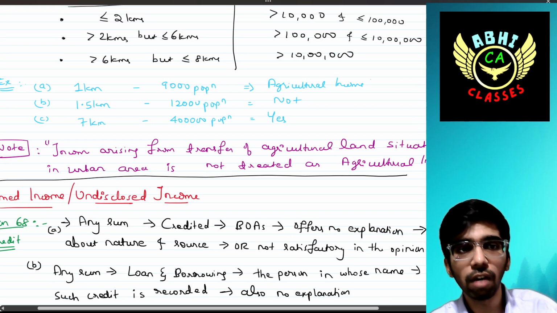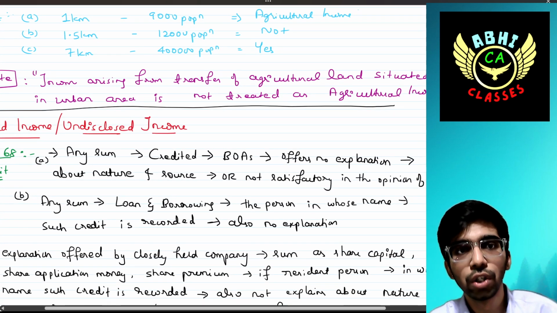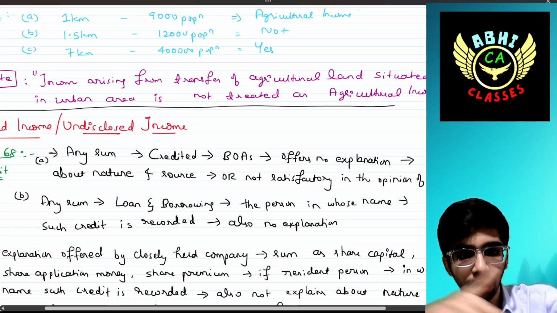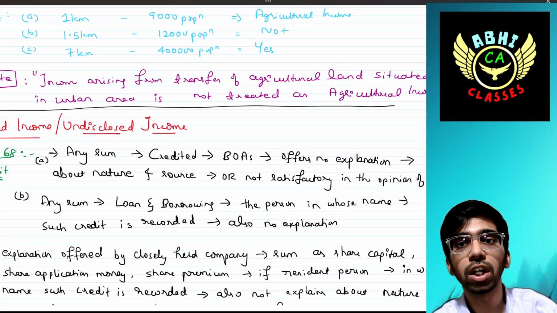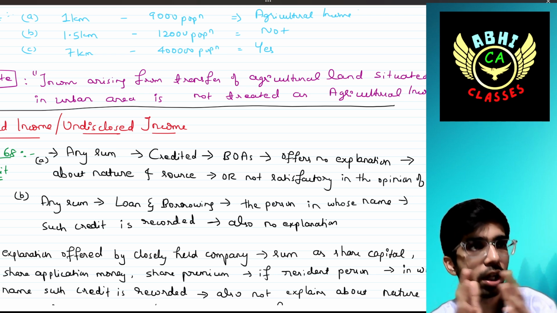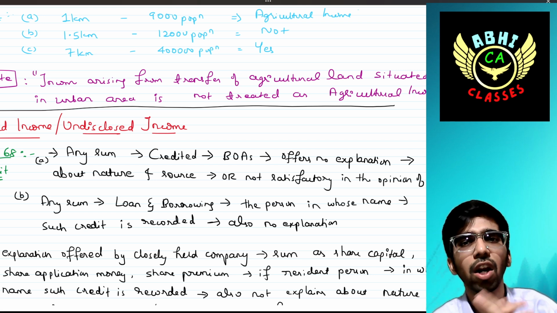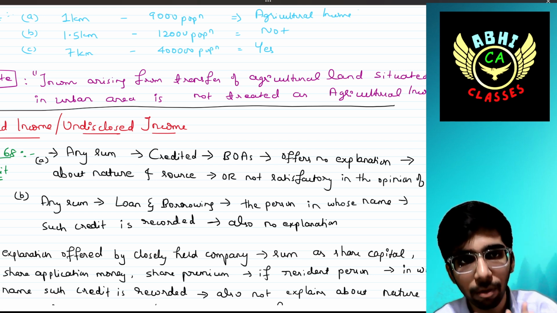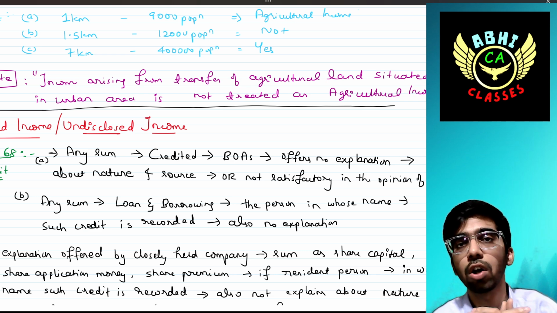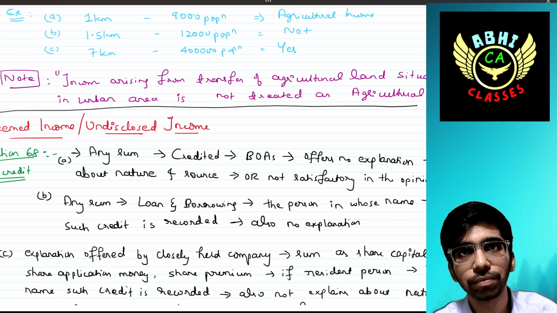Okay. Next, income, there is one note. Income arising from transfer of agricultural land situated in an urban area, that is urban area, municipality, is not treated as agricultural income. Simple. If you are holding any land in a Bengaluru locality or any Mumbai locality, it is situated in an urban area, and hence it is not treated as agricultural income, and exemption will not be given.